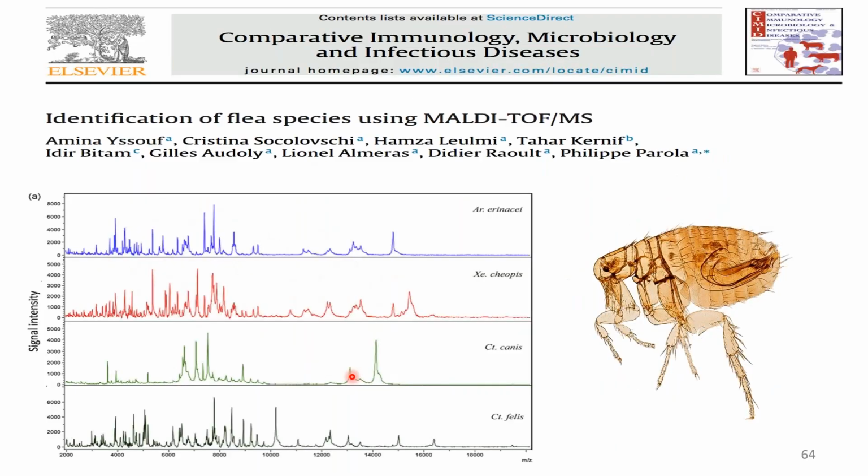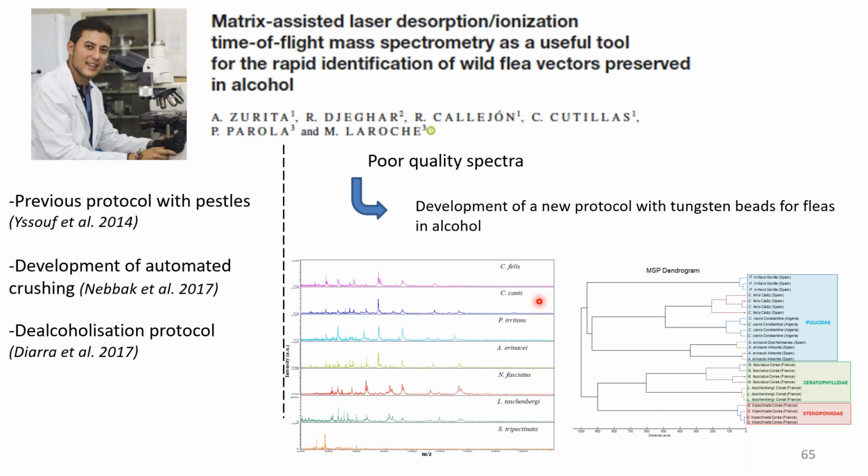So we were feeling quite confident, and so like, okay, why not try fleas? So we took the legs of the fleas, and it wouldn't work on the legs. We had to start over and find out which body part would work for the flea. And it turns out the whole flea without the abdomen was the suitable body part that allowed us to identify those species. And a bit later, Antonio came from Spain with a bunch of fleas preserved in alcohol.